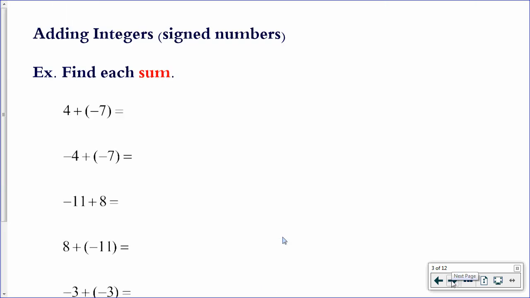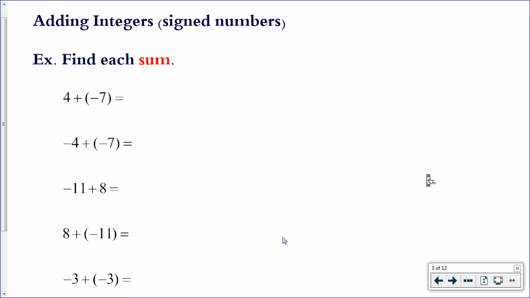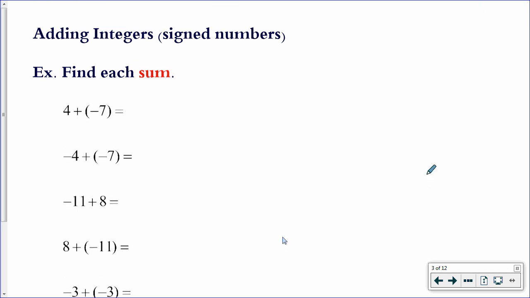Here are some examples for you to try. You might want to try them on your own, and then see the results here. I'm just going to go through the results. So if you start at 4 and go down 7 units on the number line, you end at negative 3. If you start at negative 4 and then you go down 7 units, you're at negative 11.